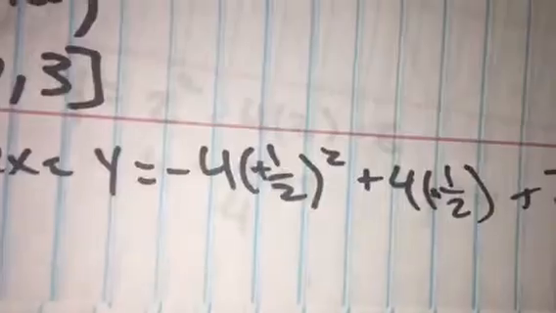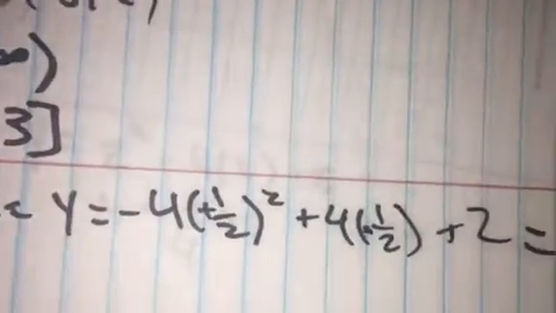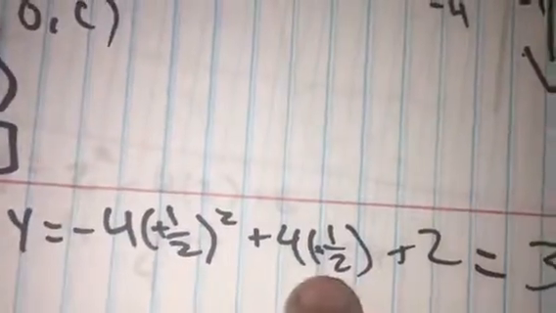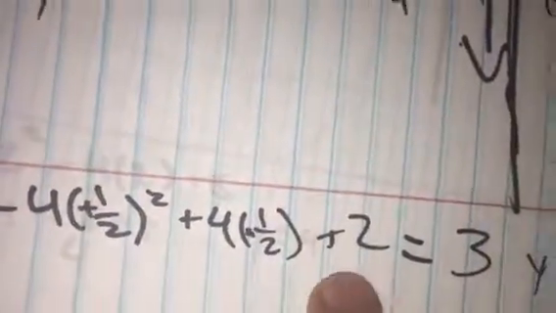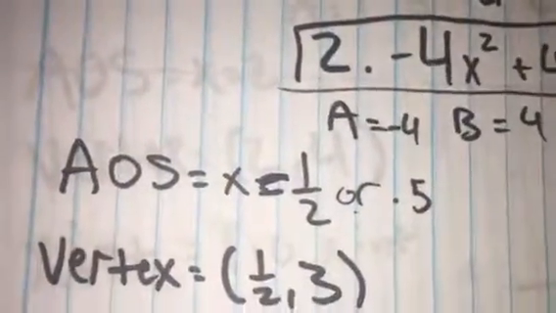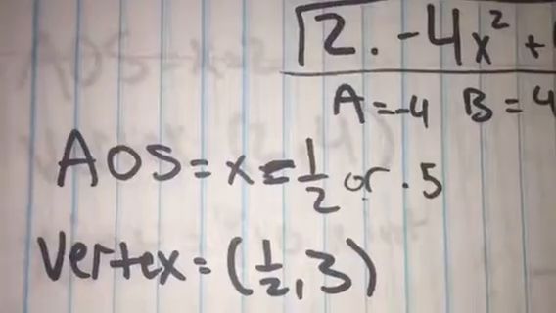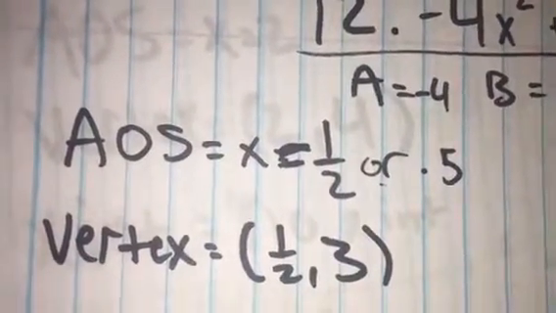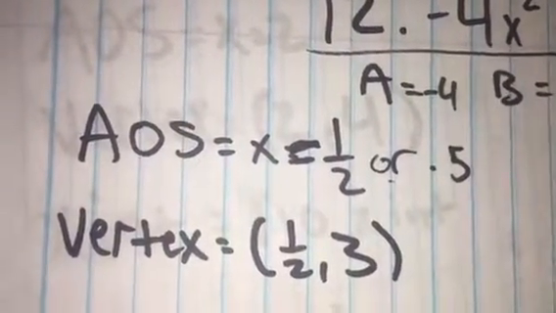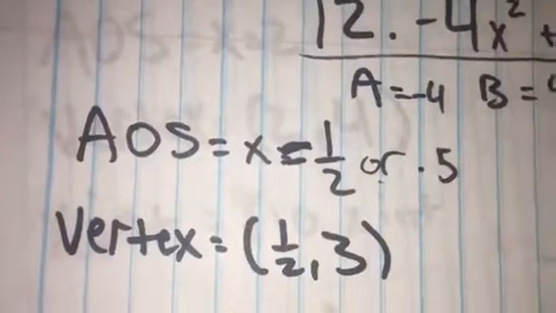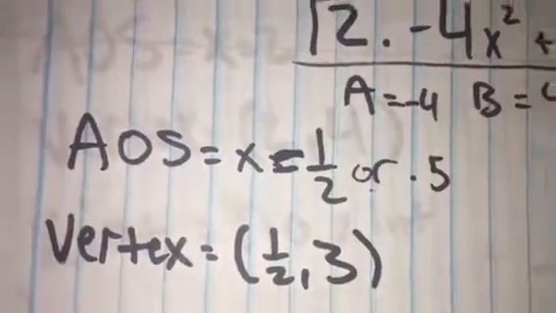And so we go down here and plug it into the formula. Negative 4 times 1/2 squared plus 4 times 1/2 plus 2, and in the end you get 3, so y equals 3. So now we have our axis of symmetry, which is 1/2, or 0.5, and our vertex, which is x equals 1/2 and y equals 3.